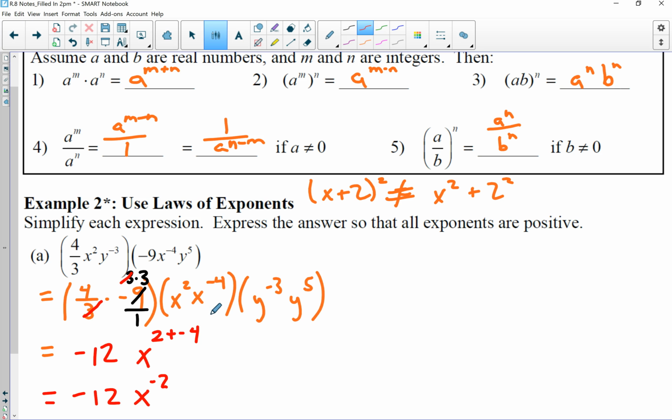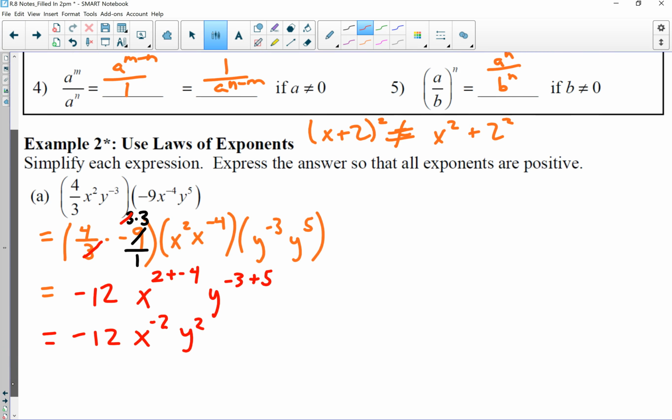That is totally fine. And then y's, here I have the same base of y and y. So again, that's property 1. So I'd have y raised to the negative 3 plus 5. So that would be y to the positive 2 power. Now here, I would like to circle this and say I'm done.